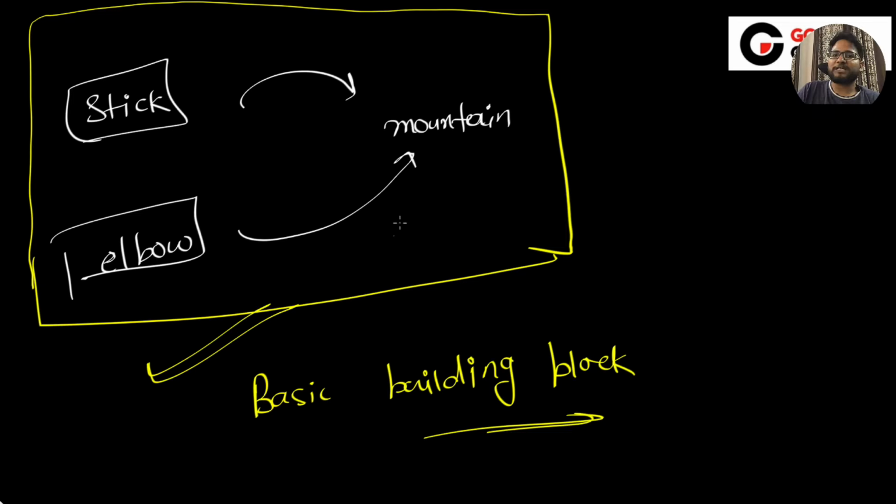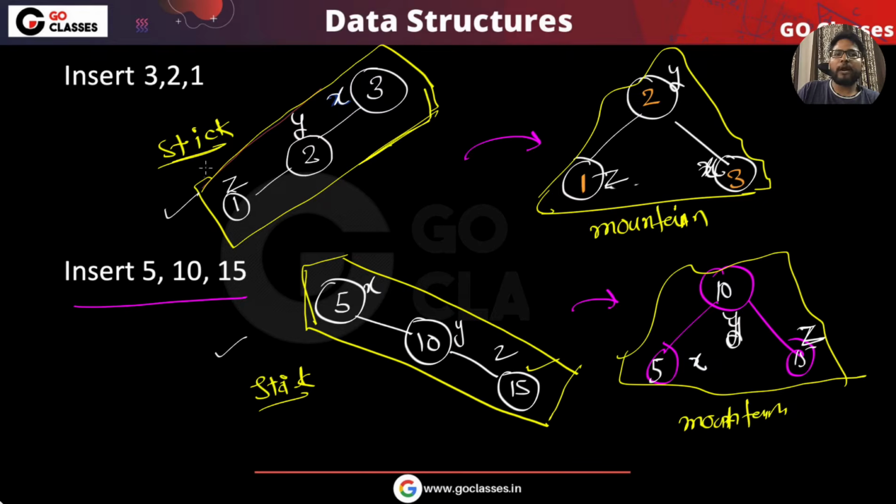Okay, this is extremely important. Now there are few terms that I would like to introduce. One term is called rotation. I mean left rotation, right rotation. So basically whenever I am doing stick rotation to a mountain, it is called left or right rotation. It is called actually single rotation. So single rotation means I am converting a stick to a mountain.